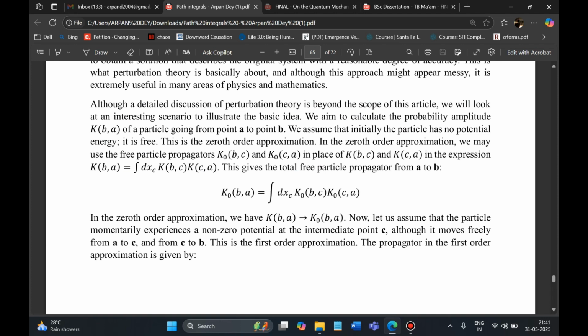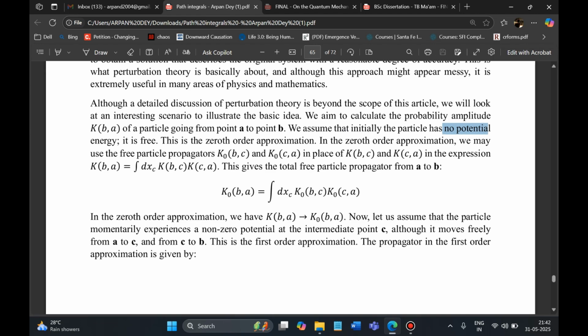We aim to calculate the probability amplitude of a particle moving from point A to B. So far so good. Now this is not a free particle. But if we assume that the particle is initially a free particle, that it has no potential energy from A to B, from A to C, as well as from C to B. But it experiences a potential. I'll go to that later.